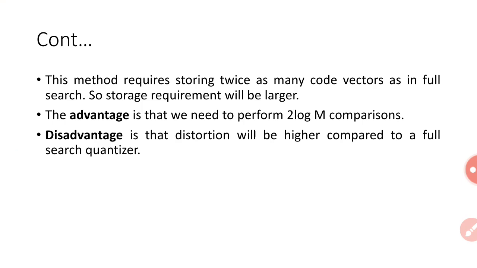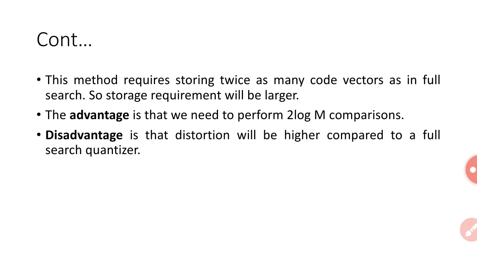The advantage of this method is that we only need to perform 2 log m comparisons instead of m comparisons. In the full search method you require m comparisons, but in this method, binary search clustering or a tree structured vector quantizer, you require 2 log m comparisons. Now an extension of the binary search method is tree search quantization, in which trees are not limited to binary trees. If trees are not limited to binary trees, then this method is called tree search vector quantization.